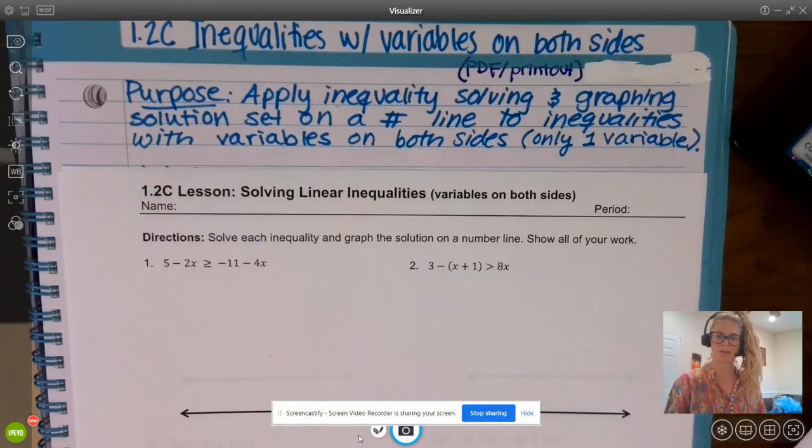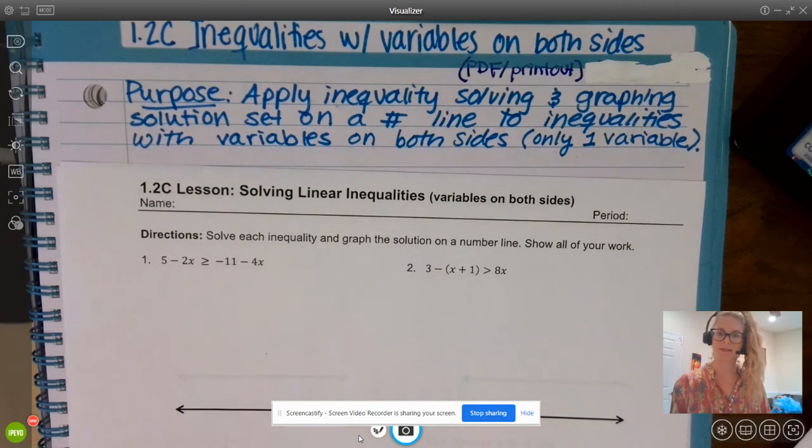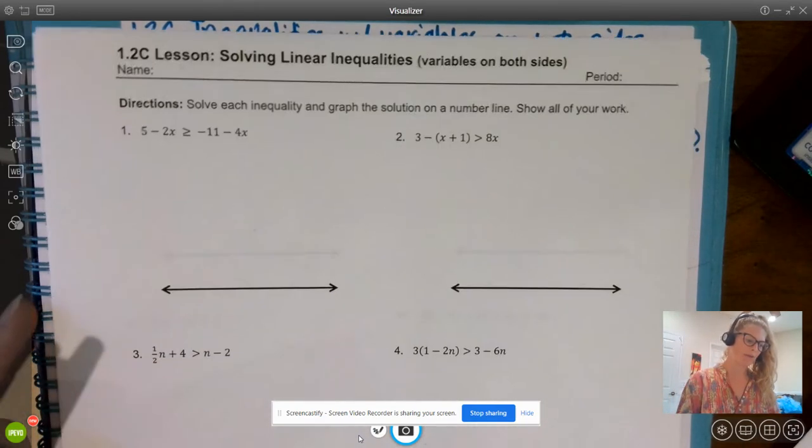Okay, so we're going to be doing 1.2c, inequalities with variables on both sides. So we've solved equations with variables on both sides, and we've solved inequalities. So we're just going to combine those skills that we have. Take a moment to pause the video to write down your lesson purpose if you haven't already, and we're going to get right into it.